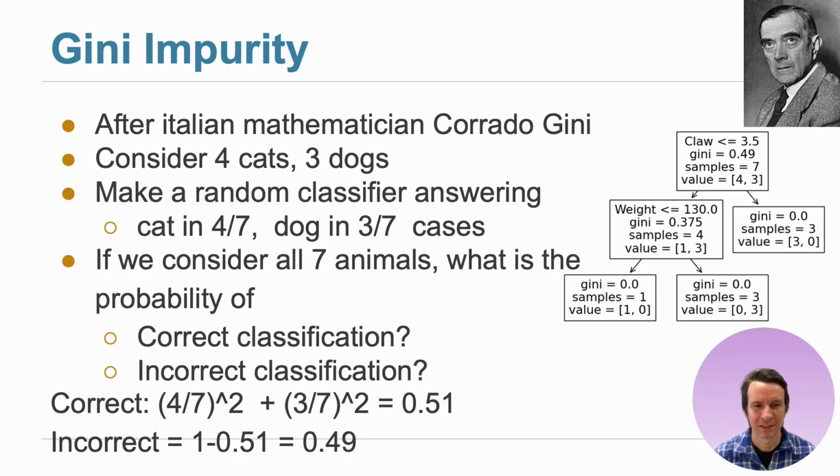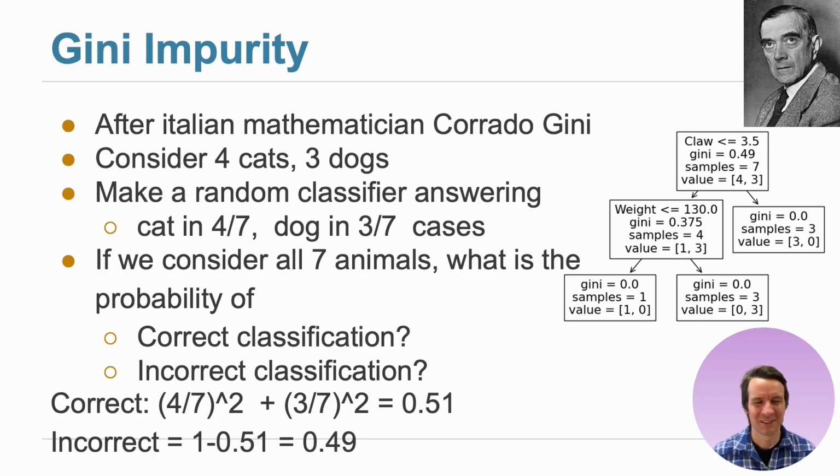Well, let's look at the Gini impurity thing. It was named after an Italian mathematician. Right, I have 4 cats and 3 dogs. If I have no other idea about any of the features, how can you make a classifier that is reasonably classifying the 4 cats and 3 dogs?